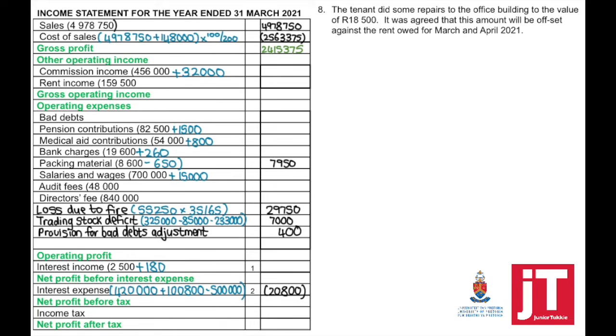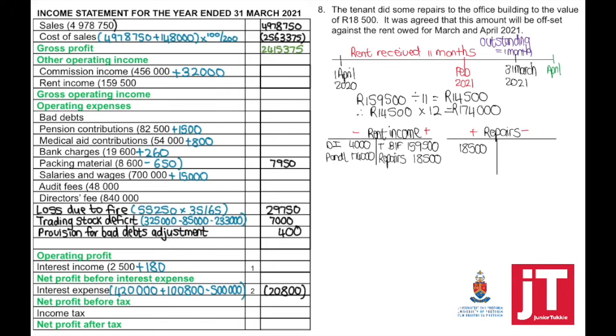We need to find what is that monthly amount, because whatever is outstanding, we will need to add it to the rent income so that it reflects our income for this accounting period. To calculate this, it's not that complicated. If we've only received the rent for 11 months, we're going to take the amount from the pre-adjustment trial balance and divide it by 11. This means that the rent outstanding is 14,500.